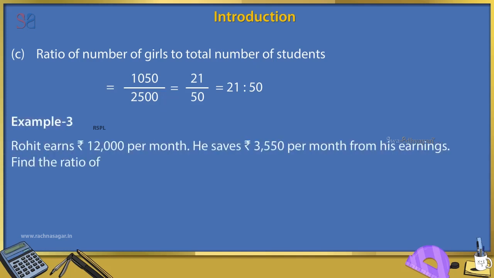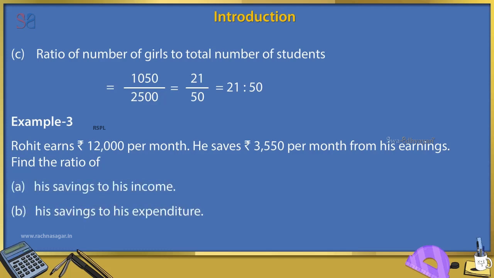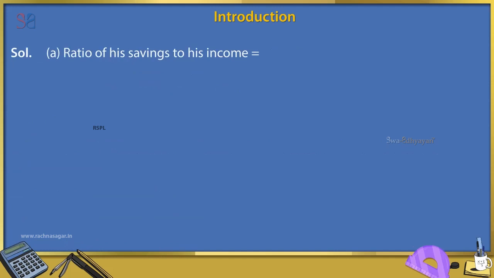Example 3. Rohit earns rupees 12,000 per month. He saves rupees 3,550 per month from his earnings. Find the ratio of A. His savings to his income. B. His savings to his expenditure. C. His expenditure to his income. Solution. A.